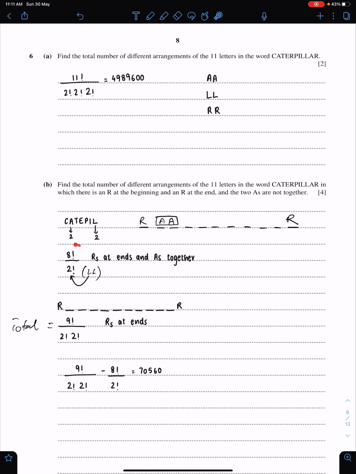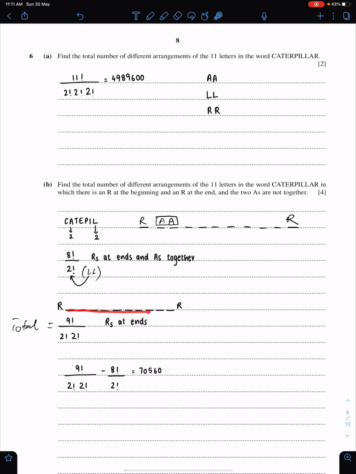So these are the arrangements when R's are at the ends and A's are together. Now, these are the arrangements in which R's are at the ends and the rest of the letters are at random.